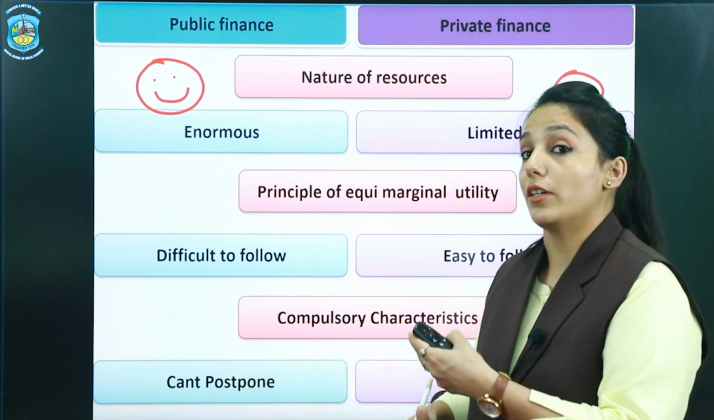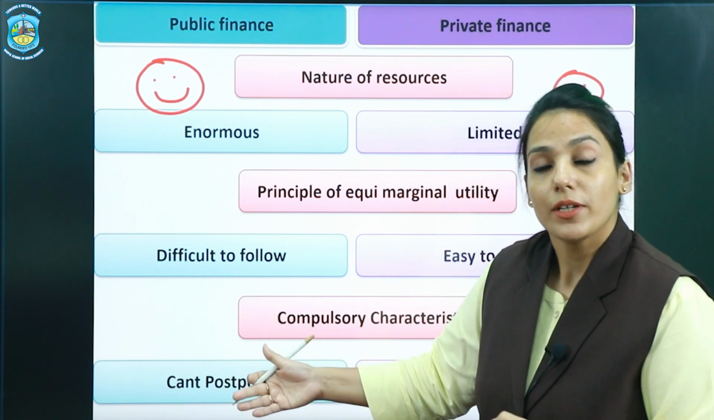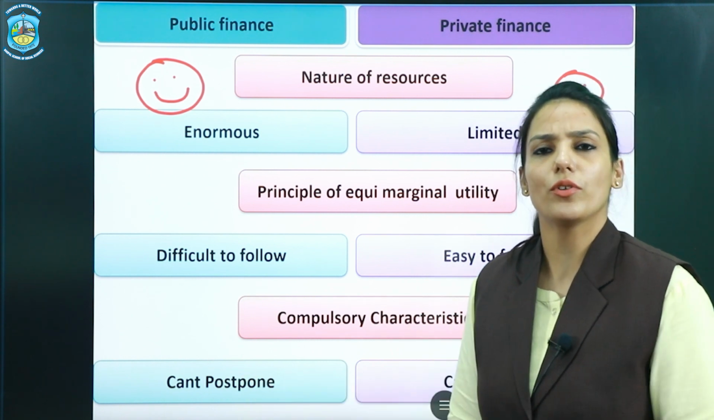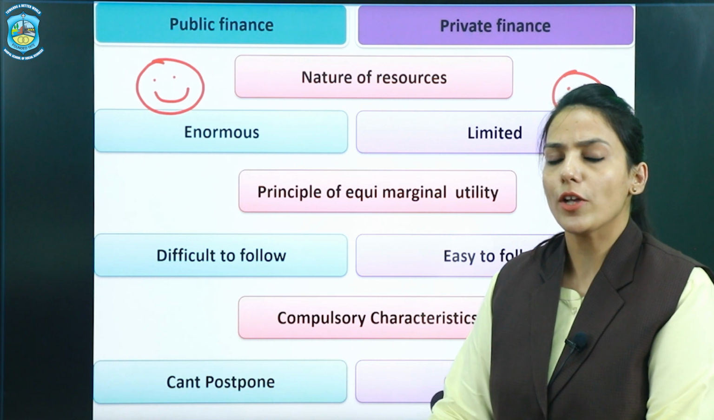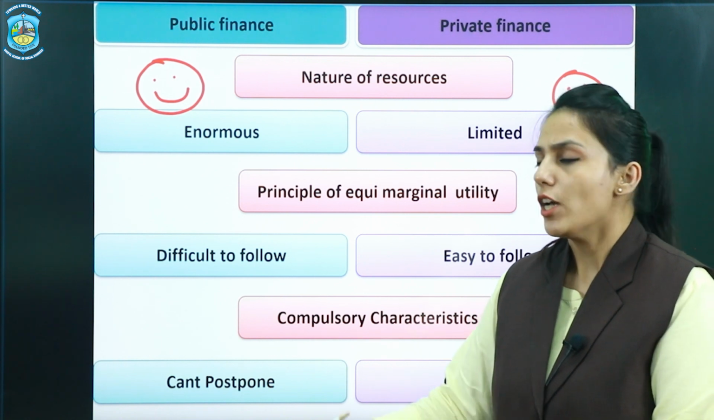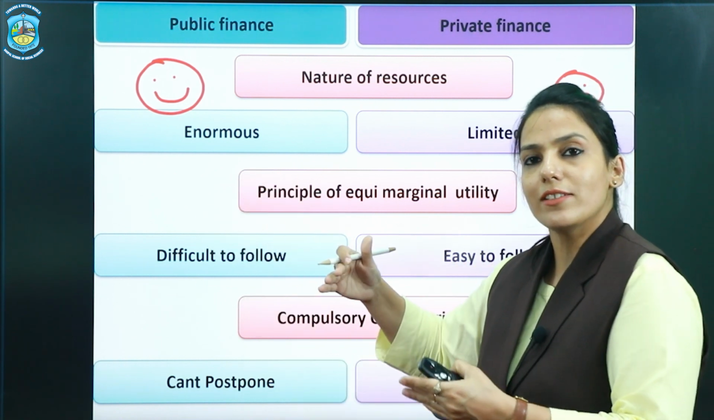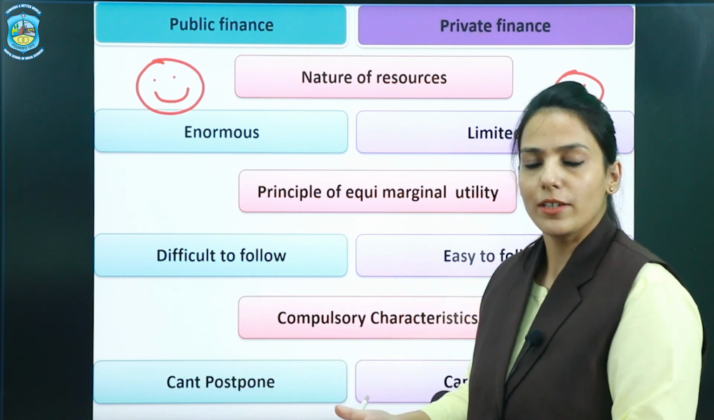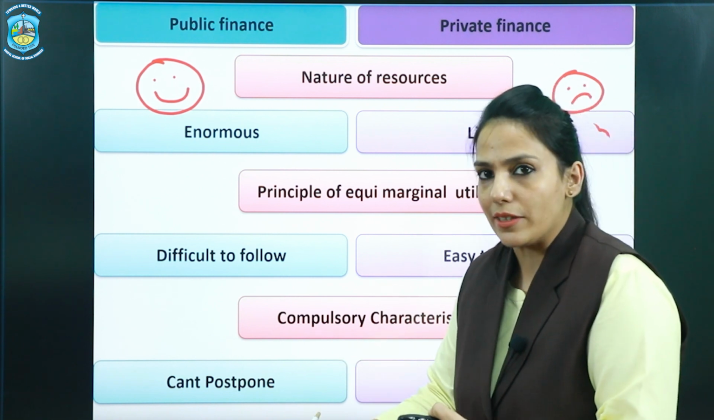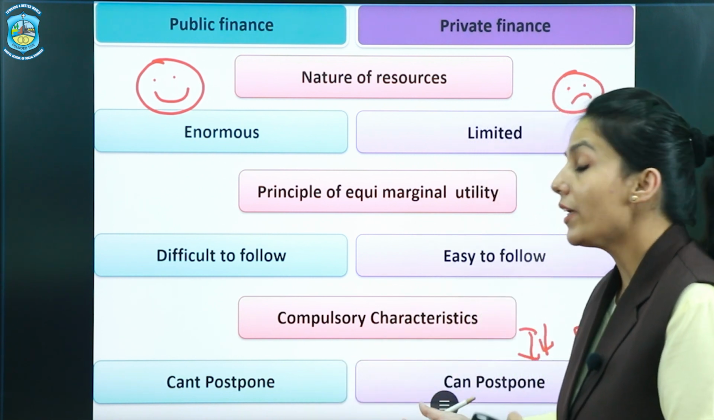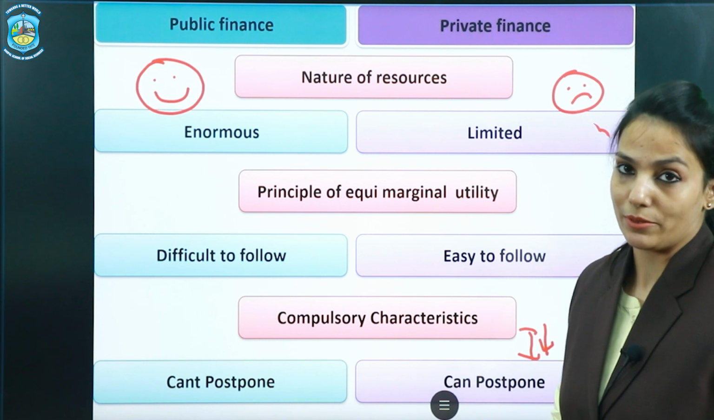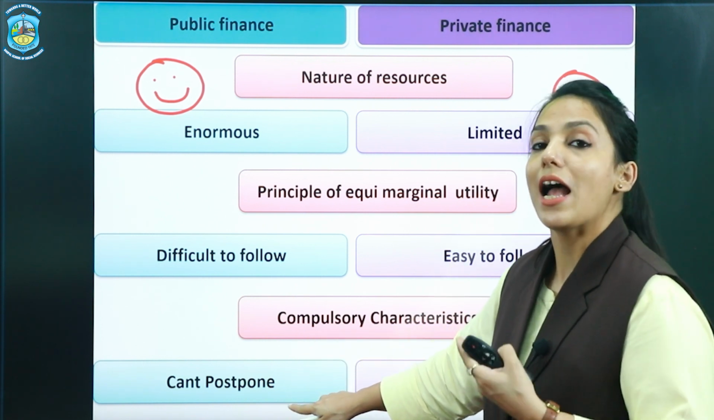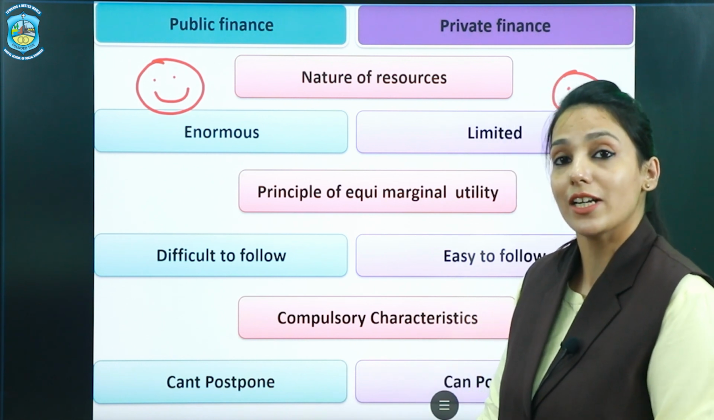Suppose a tragedy is struck, if there are landslides, can the government postpone that this year we are not going to give subsidies, this year we are not going to give scholarships, or because the revenue is less, we are not going to provide medical aid? No, the government cannot make such claims. The expenditure has to be made whether there is income or not.